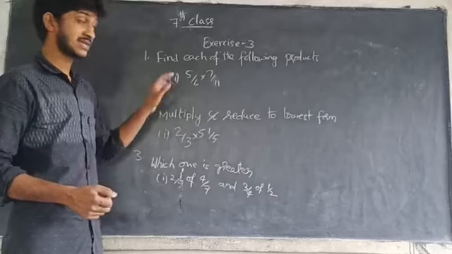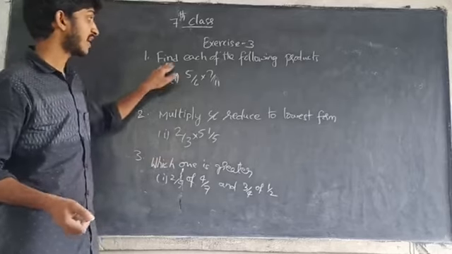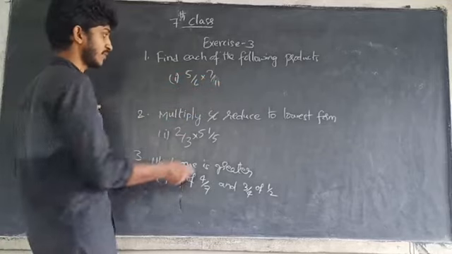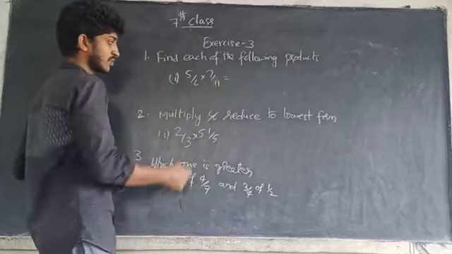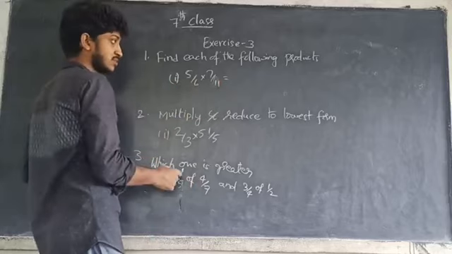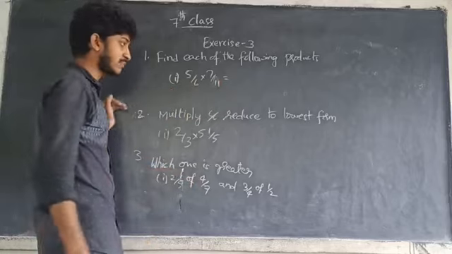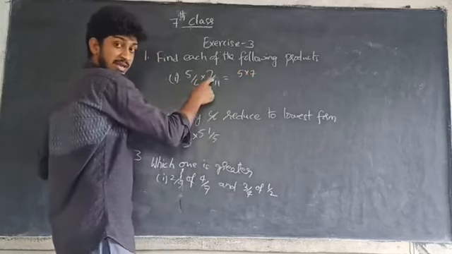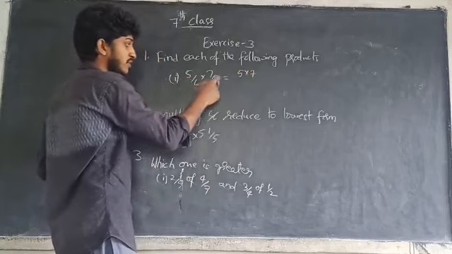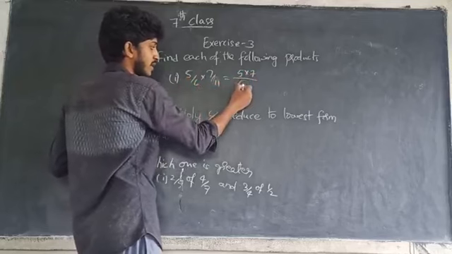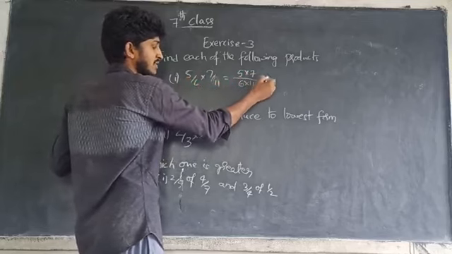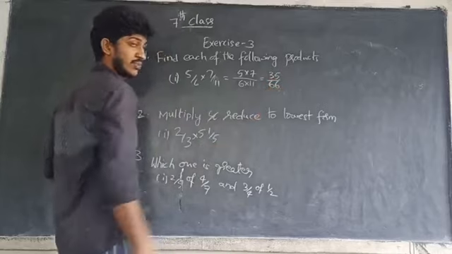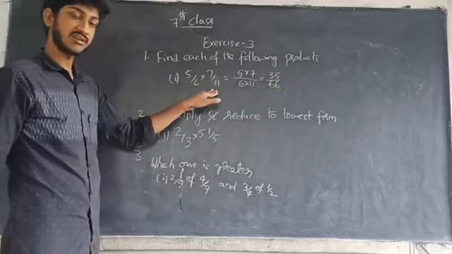Okay children, exercise 3, first problem: find each of the following products. So here we have to find the product of these two fractions, 5 by 6 into 7 by 11. Multiplying the two fractions, we first multiply the numerators, 5 into 7, and the product of denominators, 6 into 11. 5 sevens are 35 and 6 elevens are 66. So this is the product of 5 by 6 and 7 by 11.